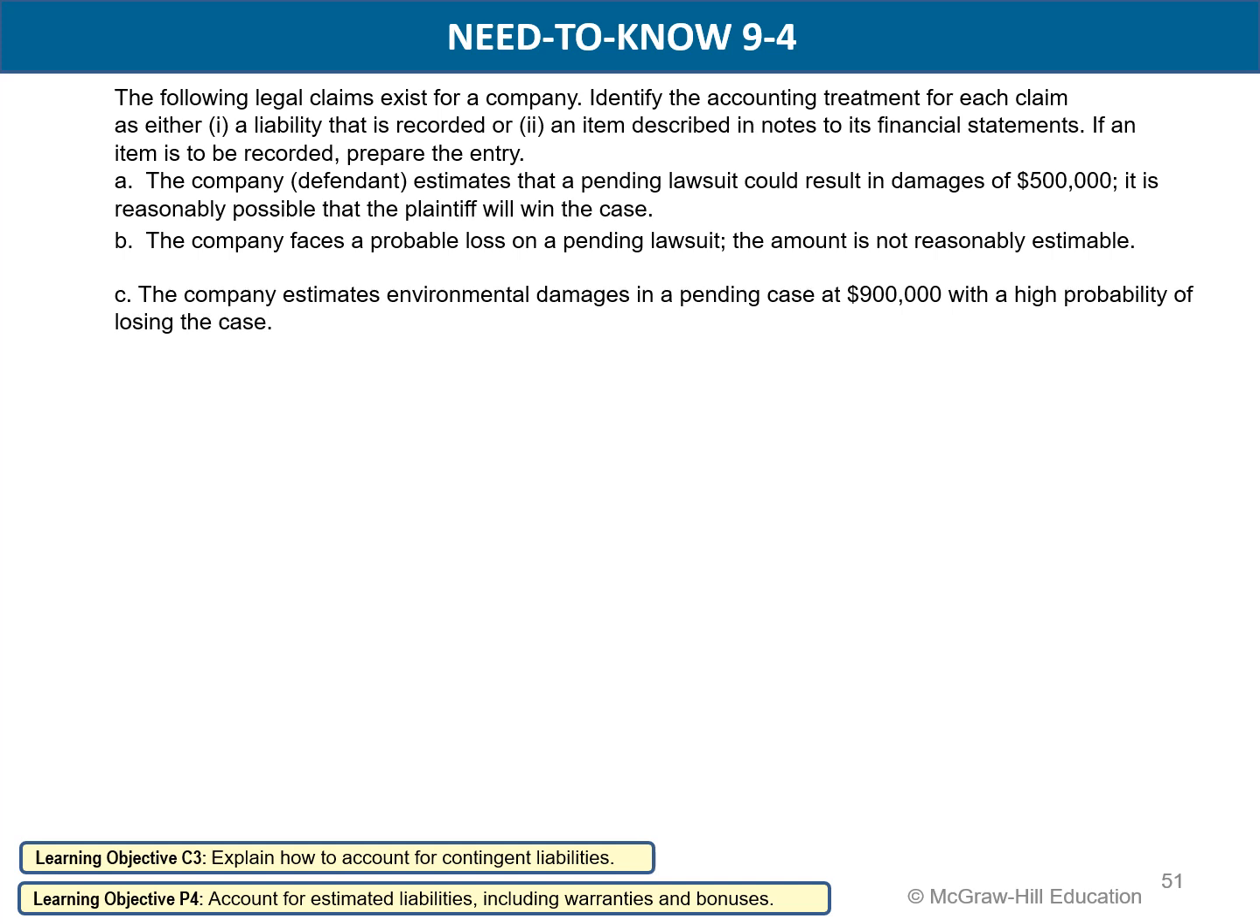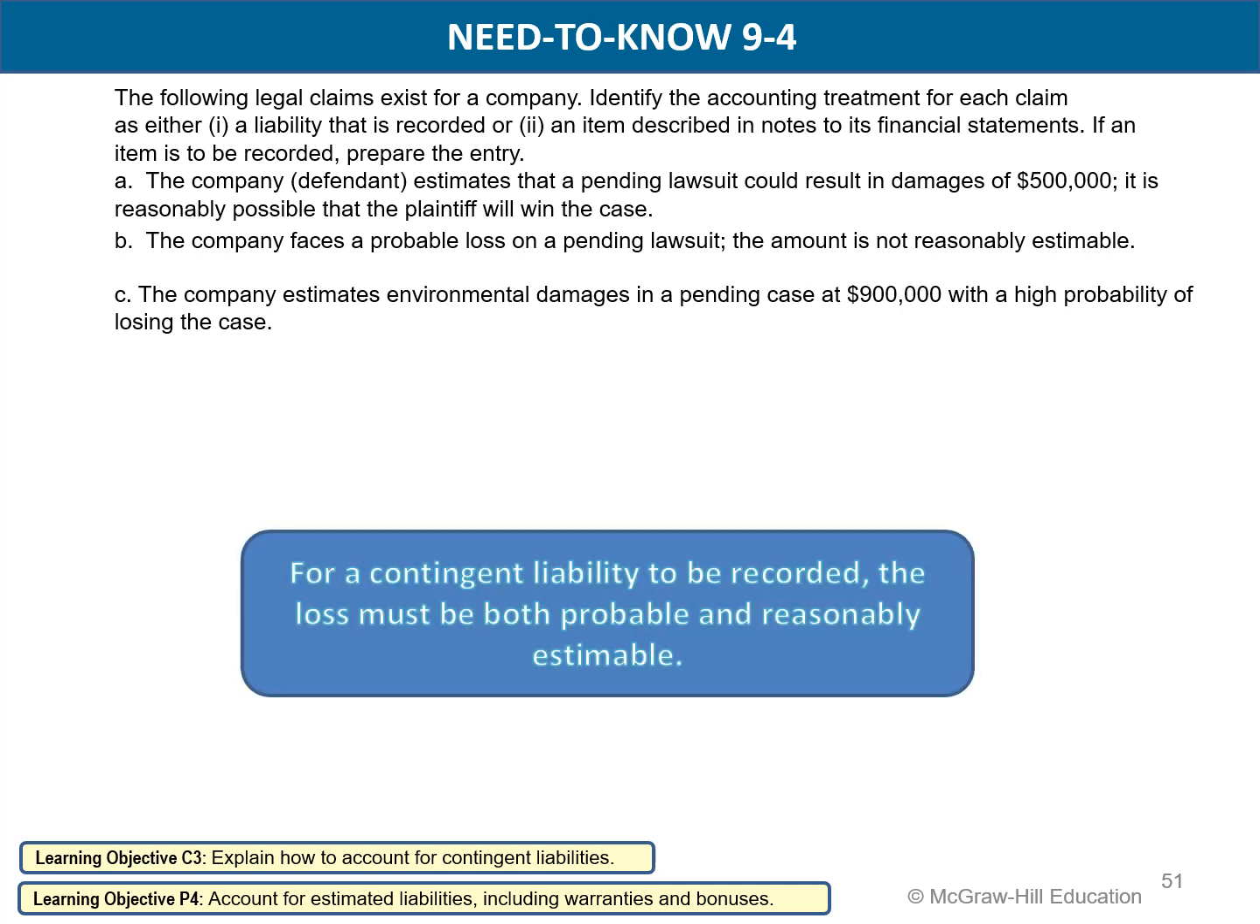All right, so the following legal claims exist for a company. Identify the accounting treatment for each claim as either a liability that has to be recorded or an item that is disclosed in the financial statements. If it needs to be recorded, prepare the entry. So in A, the company defendant estimates that a pending lawsuit could result in damages of $500,000, and it is reasonably possible the plaintiff will win the case.